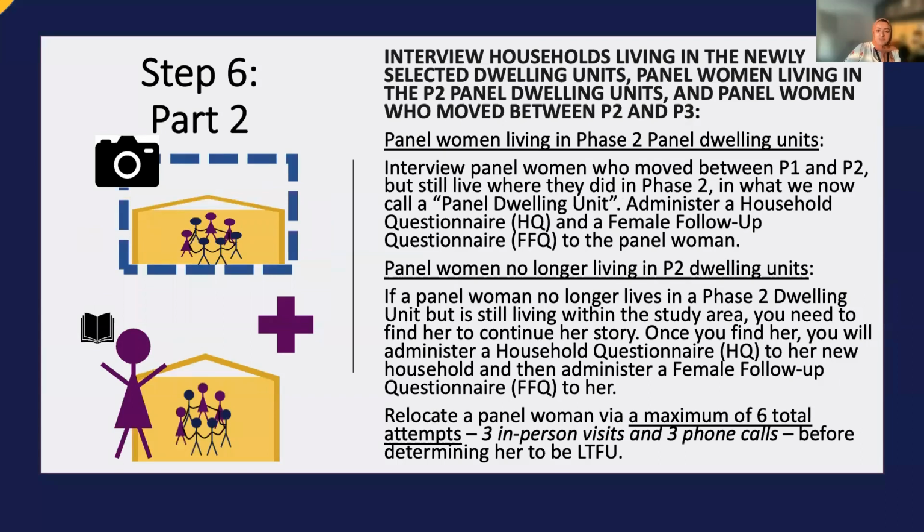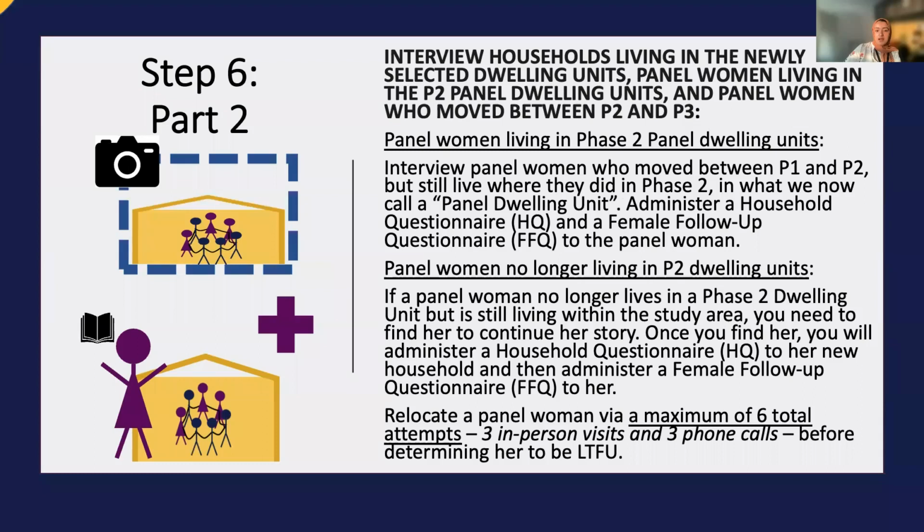And then that second part of step 6 involves panel women living in phase 2 dwelling units. You interview panel women who moved between phase 1 and phase 2, but still live where they did in phase 3, and now what we call a panel dwelling unit. You administer a household questionnaire and a female follow-up questionnaire to the panel women.